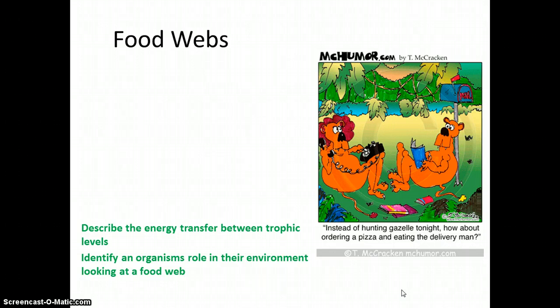By the end of the slideshow, you should be able to identify the roles different organisms in a food web play and describe how energy is transferred to different trophic levels.